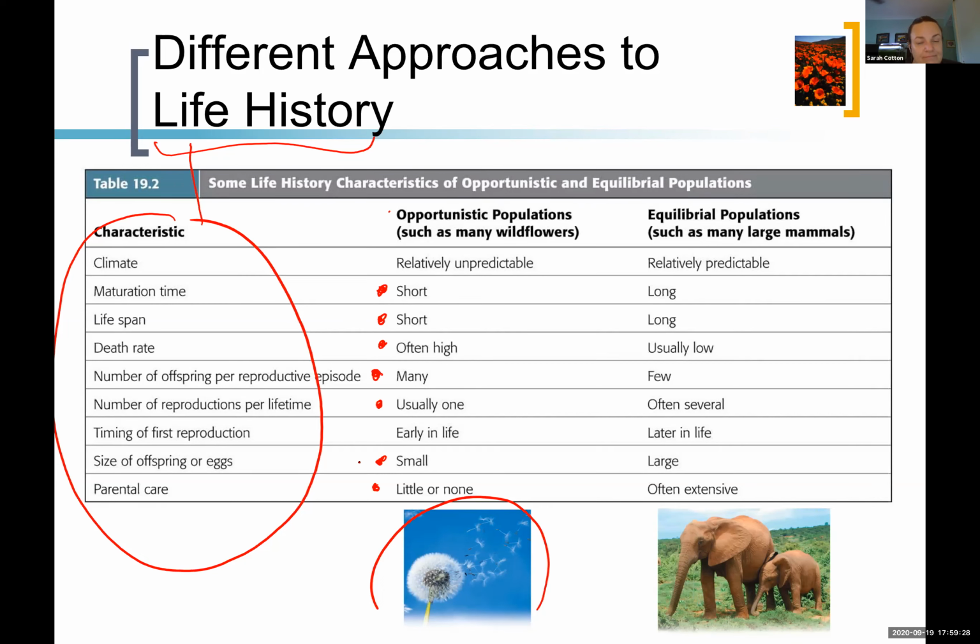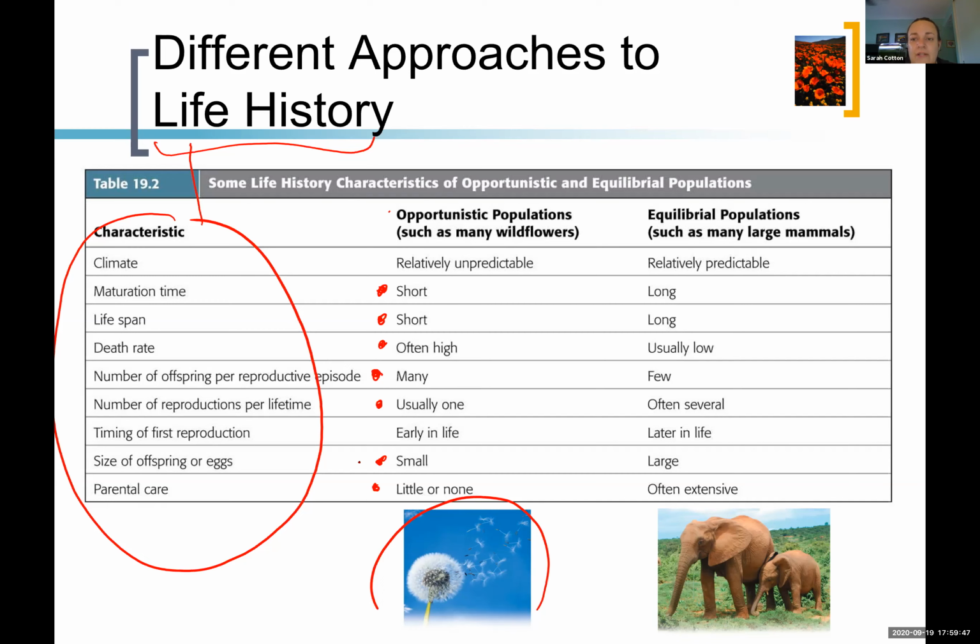Okay. All right. The opposite of that is an equilibrial population. So many large mammals are this way. Okay. So I'm not looking at all of these aspects, by the way. I'm just kind of looking at the ones I'm putting dots next to because they're the most meaningful or easy to remember, I guess.